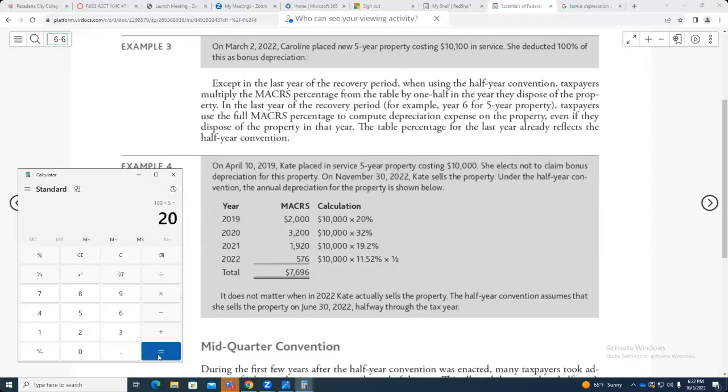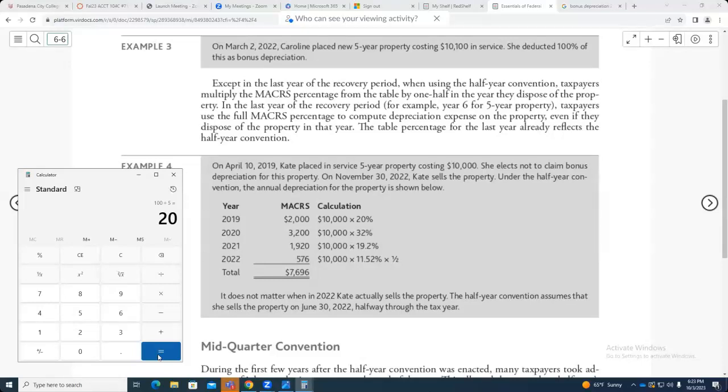If you only buy one big asset, say a car, and you bought it in October, you get mid-quarter convention. If you buy at least 40% of your assets in the last 3 months, the IRS says, you know what? Everything is mid-quarter. That means if you bought one of your assets on January 10, it is mid-quarter of the first quarter. Make sense? Mid-quarter of the first quarter.